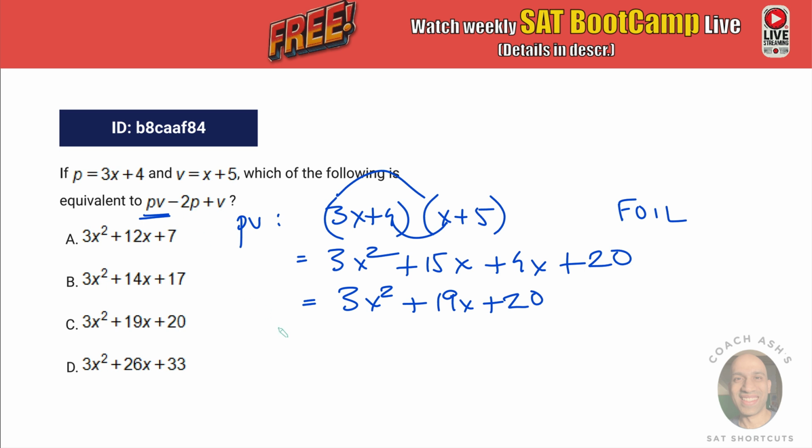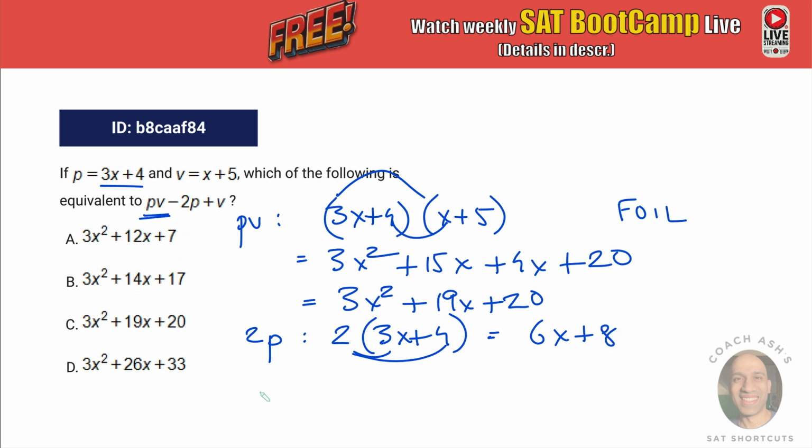So that's PV. Now what's 2p? Remember, 2p is 2 times this value. So it's 2 times 3x plus 4. That gives you, distribute this. Remember, this is more like a distribution problem. So 2 times 3 is 6x plus 2 times 4 is 8.